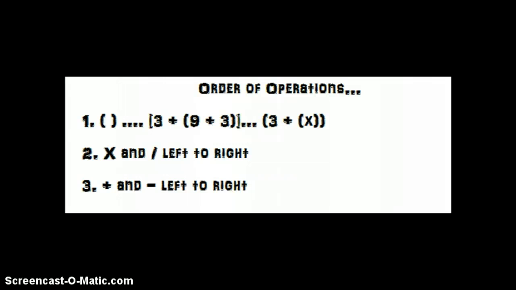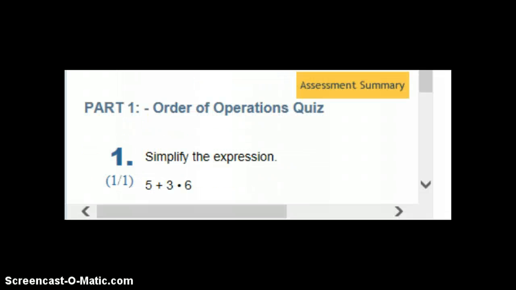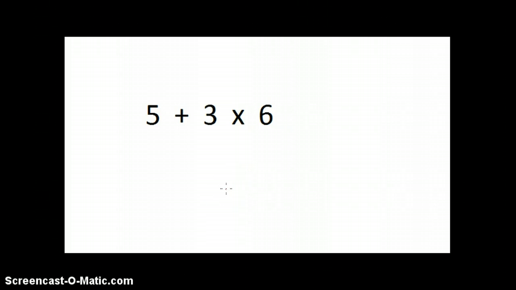Quick flashback. And back to the problem. 5 plus 3 times 6. And we're going to simplify the expression. Go. Okay, now it's time to get serious. Now remember our order of operations. Multiplication and division, left to right. So if we're going right here, left, move along, that's addition.